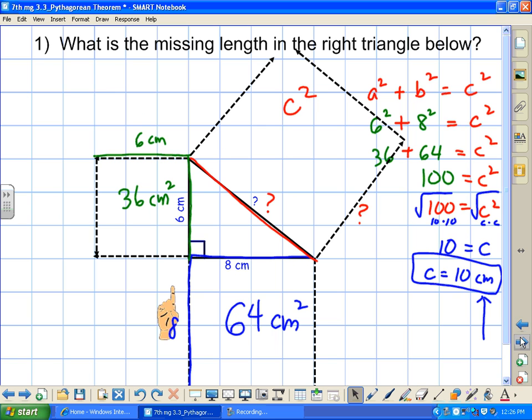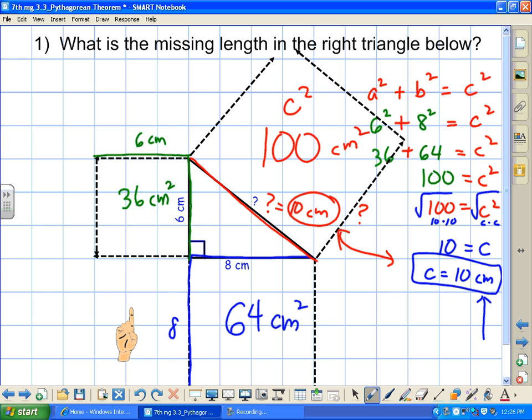The 36 plus the 64 is going to give me the c squared. Okay? And so this really is 100 squared. Oh, I'm sorry, not 100 squared. It's really 100 centimeters squared. And so you end up taking the square root of that, and that does give us a length of 10 centimeters. Okay?